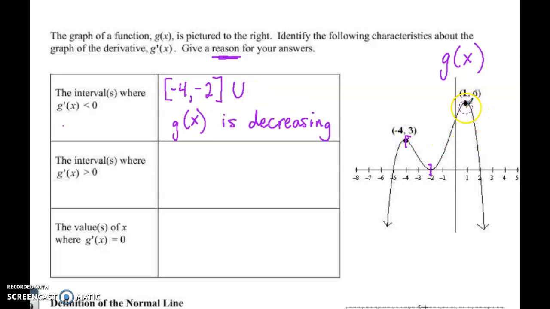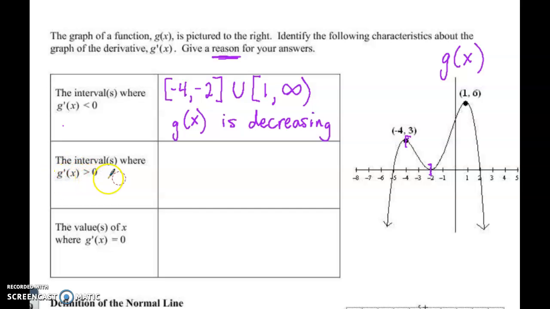But then don't forget it's also decreasing for the x value bigger than 1. So from 1 until infinity. And remember, we always use parentheses with infinity. So as we look at the next one, I'll just switch colors to change it.